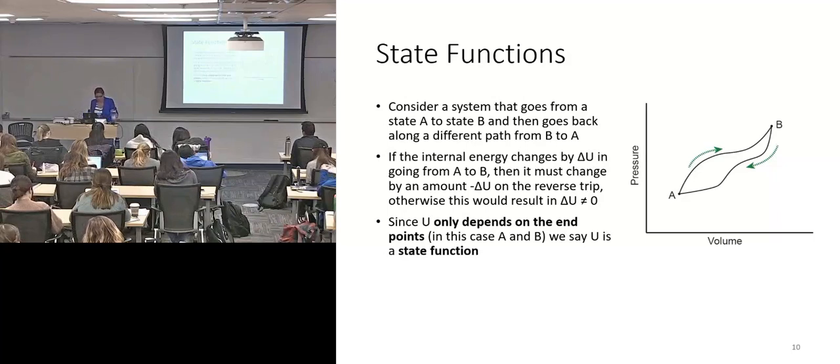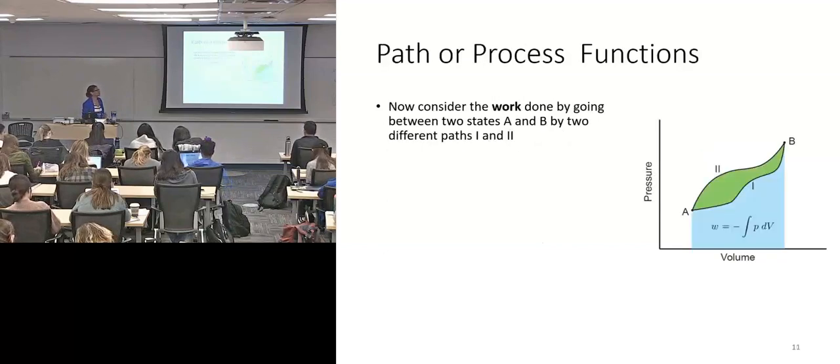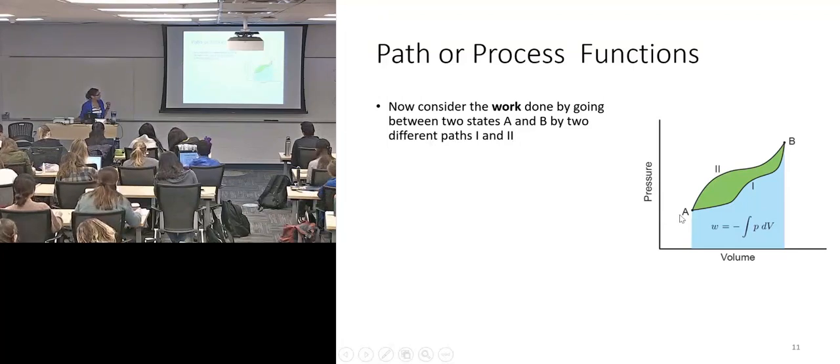The opposite of this, or an alternative to this, and I've sort of alluded to the only other two options we have, are path functions or process functions. For these, path matters. So now consider the work being done by this system or on the system as you go between the two states, A and B, along the two different paths, 1 and 2. If you go from A to B along path 1 here, the work done is the area under the curve on our PV diagram.